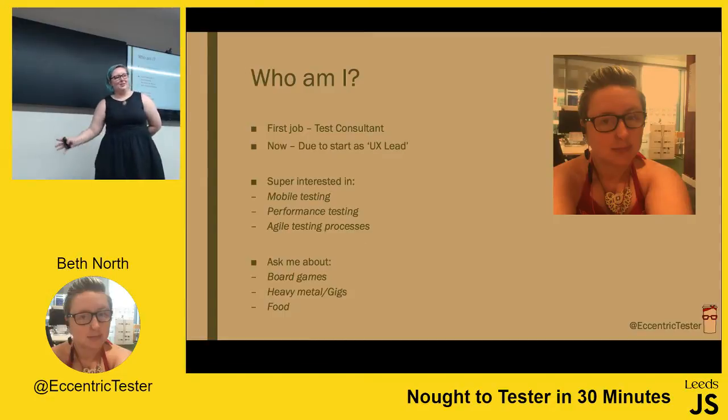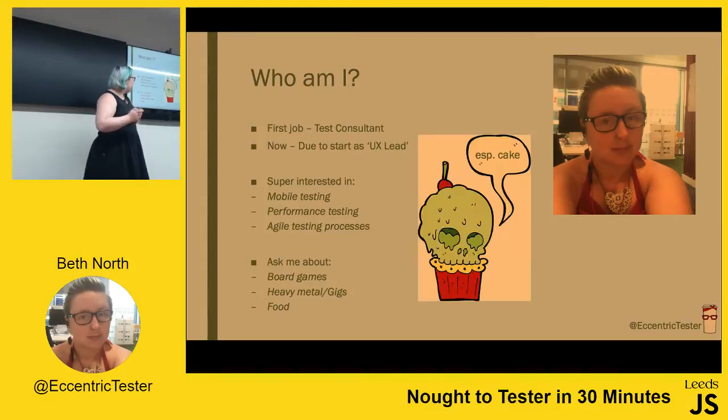So I'd like to transfer that into how I can help you become better devs by learning about what I do. My main areas of interest are mobile testing, performance testing, which probably ties nicely into memory, and agile testing processes. And if you don't want to talk to me about testing, which I totally get, I like board games, I like heavy metal, and I like food, especially cake. Since having this on my slide, one person tweeted me a cake recipe, and it made my day. So if you've got any cake recipes, tweet me, because I'll probably bake it.